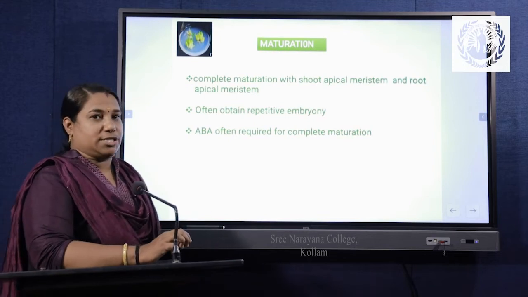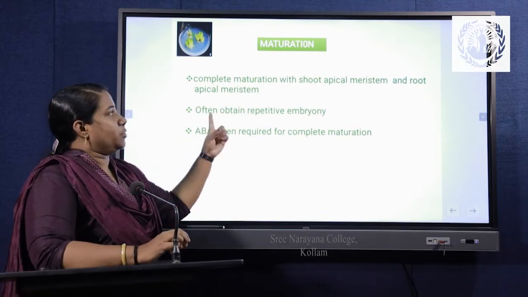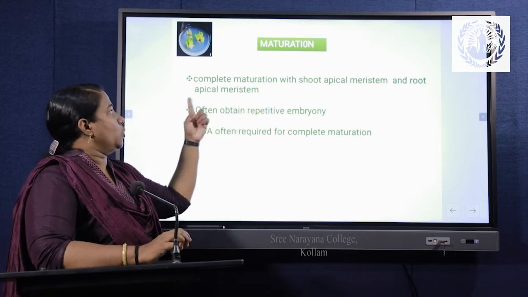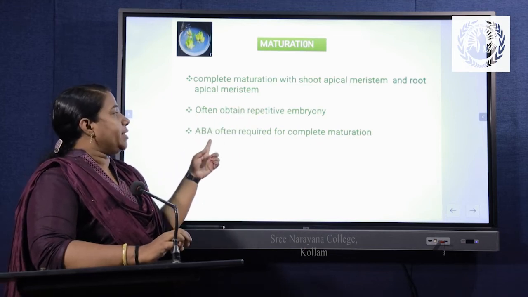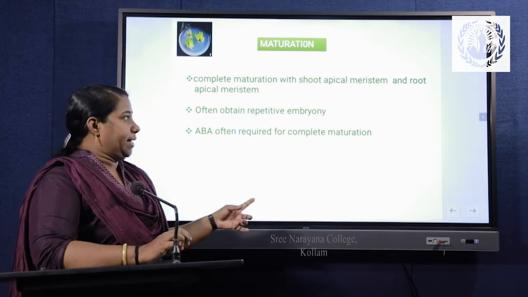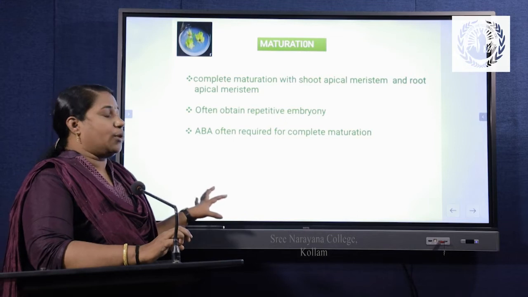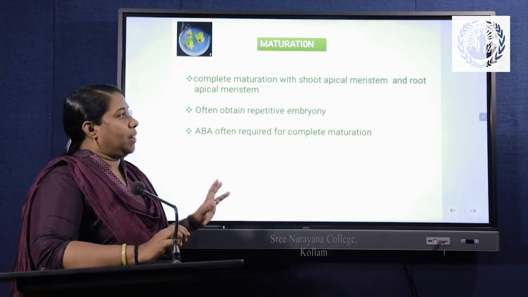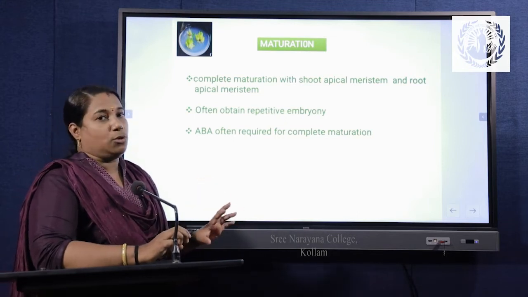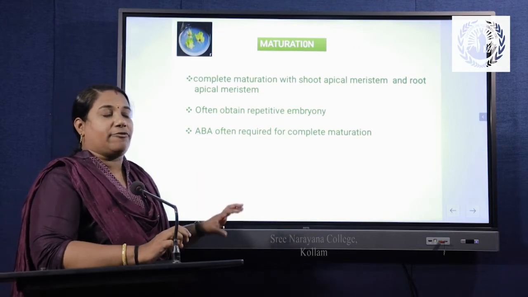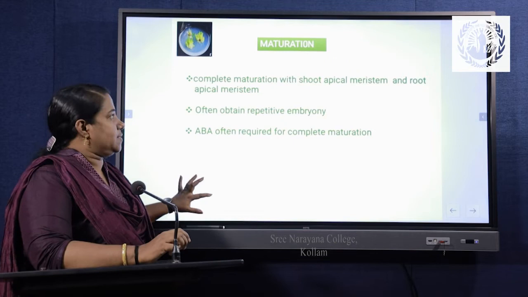In the maturation stage, complete maturation is observed with a shoot apical meristem and a root apical meristem. Often we obtain repetitive embryony in somatic embryogenesis, and ABA is often required for complete maturation, but in some plants there is no need to add abscisic acid because they already have prominent root and shoot systems.